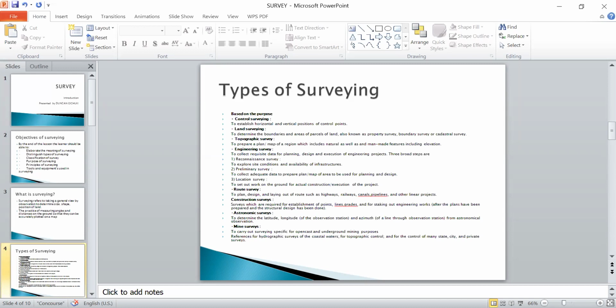Astronomic surveys, this is done to determine the latitude and the longitude of a given place, and later on we plot it on the topographical maps. Mine surveying. Mine surveying is the study of the underground for the purpose of establishing locations with mineral deposits.